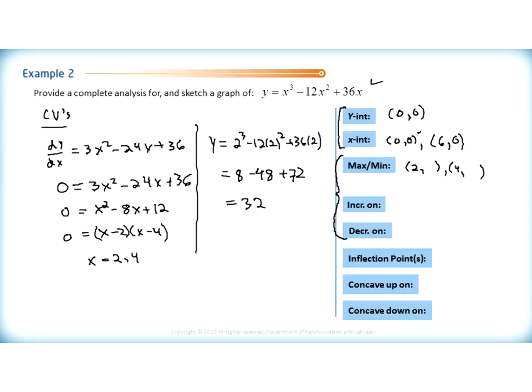So we've got 2 and 32 will be one of our critical points. And when x equals 4, we're going to have y equals 4 cubed minus 12 times 4 squared plus 36 by 4. And that's a little harder to do in your head, but let's see if we can't figure that one out as well.